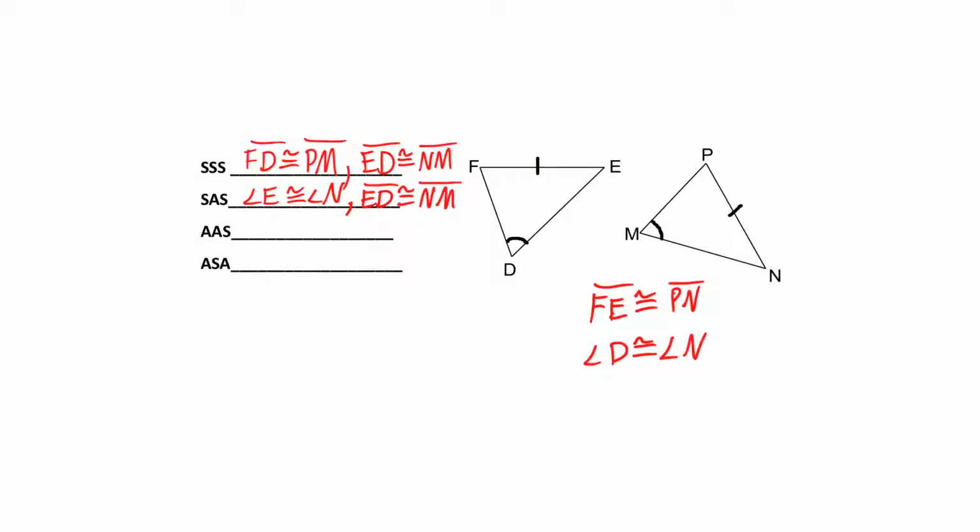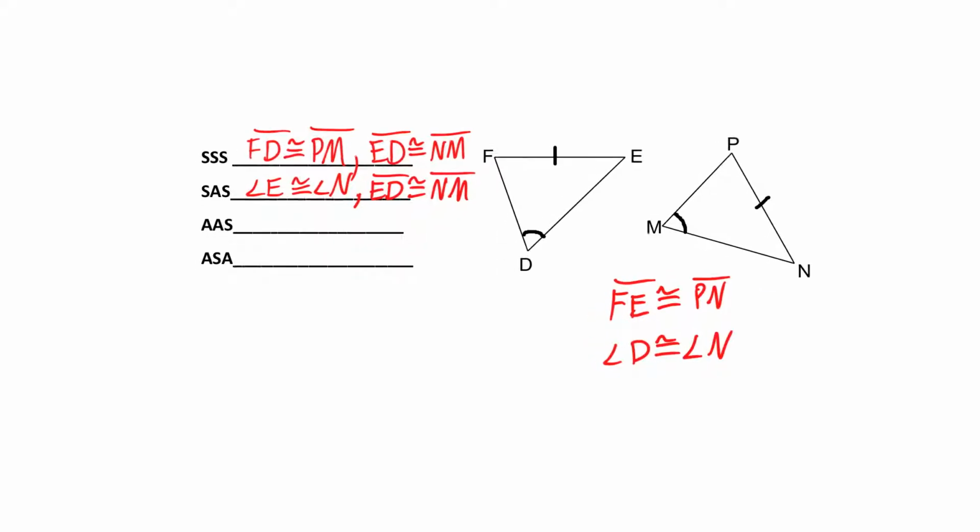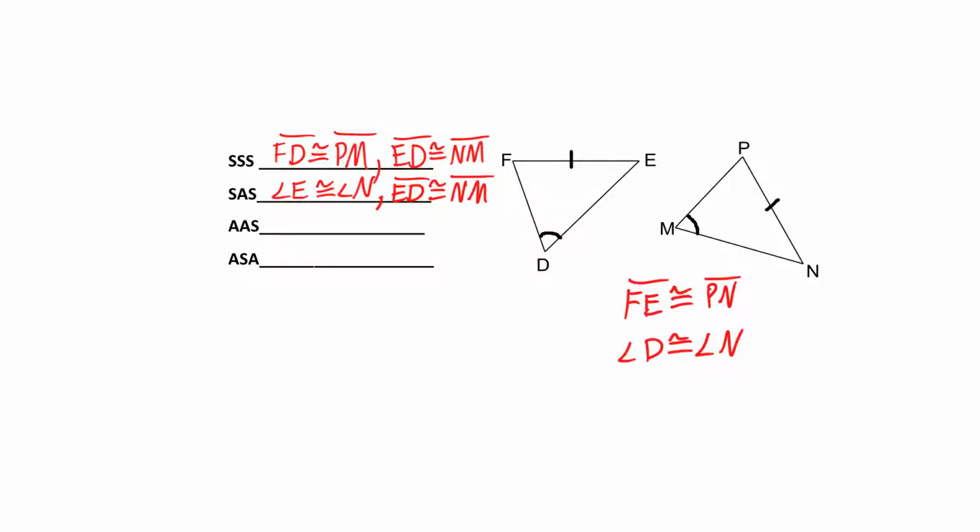Alrighty. Next one, for angle side. On this one I could go either way, so I'm going to do it like this. I can say angle F congruent to angle P. Does that right there make angle side? Yes, because you've got angle side. So that works. But actually, I could go the other way.